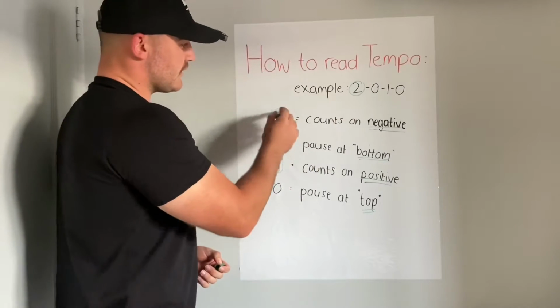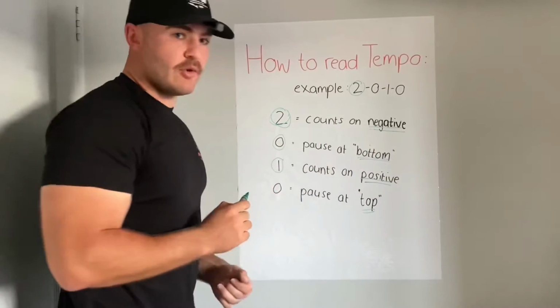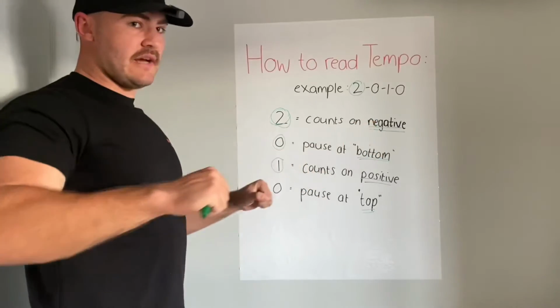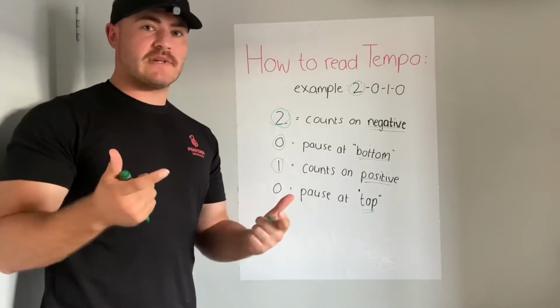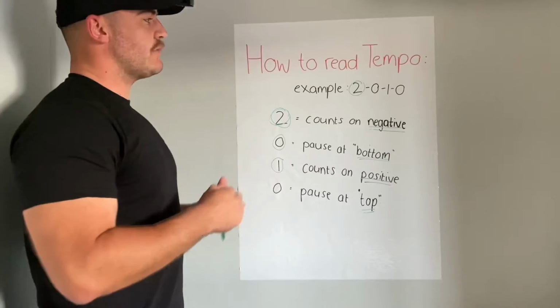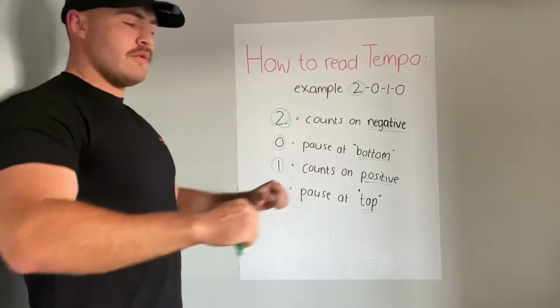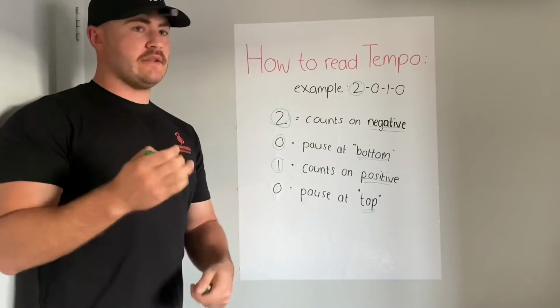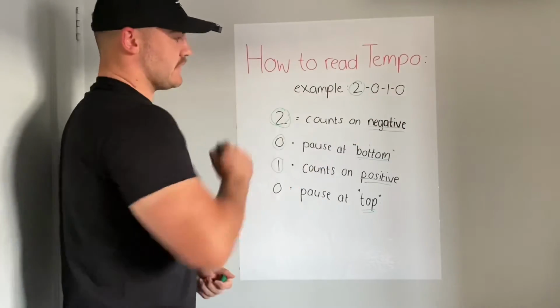So the 2 is going to be the counts on the negative portion of the rep. So 2 is going to be the amount of counts that you spend going down. So remember, we're using the bench press in this example. So for the bench press, using the 2, we're going to be going down 1, 2. So we're going to be doing a 2 count negative if we have this sequence of numbers.